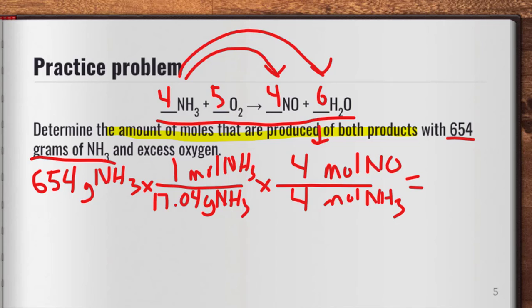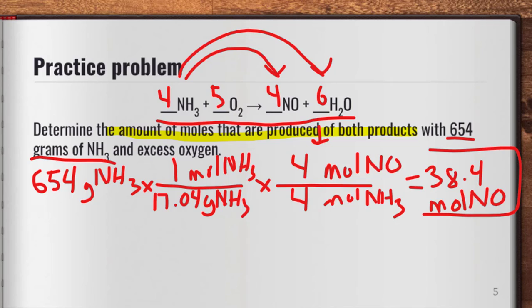So now that we have that, we just need to complete our math and solve for the problem, making sure we use the correct number of significant figures. So we need 3. So this is going to be 38.4 moles of NO. All right? Now, again, the second part of the problem is converting that to H2O. So let's go ahead and do that.